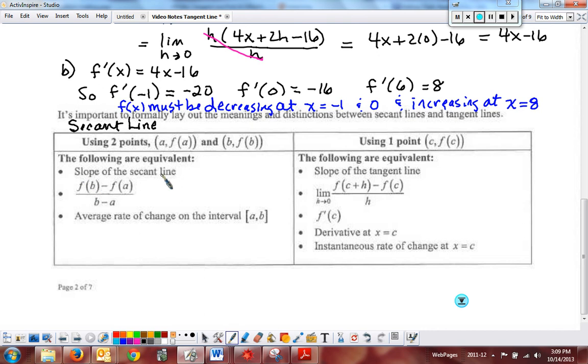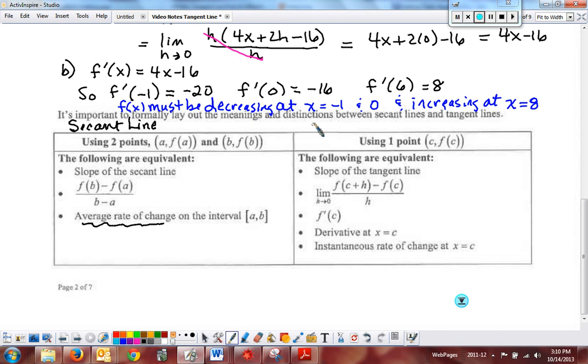If I say the slope of the secant line, change in y over change in x, f of b minus f of a over b minus a, this is also known as the average rate of change on the interval from a to b. And these are all specific values. You will find a number for this when you are plugging it in.